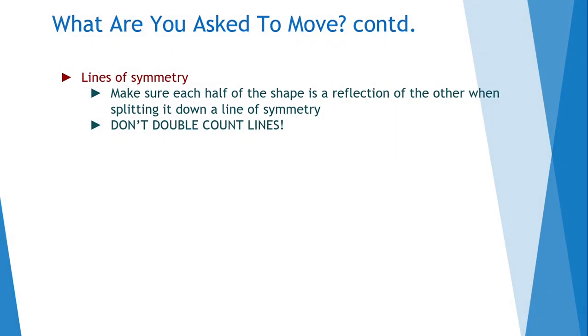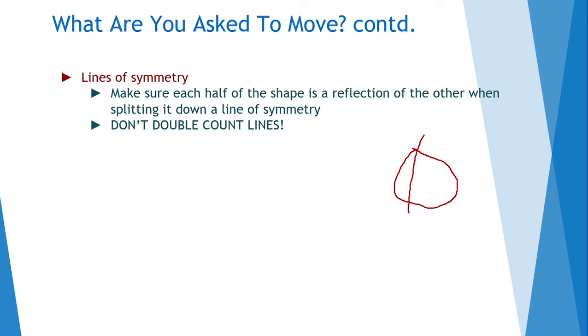Lastly, you may be given a line of symmetry problem. There's only two things to keep in mind with these types of problems. One, make sure each half of the shape is a reflection of the other when splitting it down a line of symmetry. So for example, a circle has infinite lines of symmetry because when you split down the center, you'd have equal halves on each side, and that doesn't matter as long as you put that line so that it divides the circle in half.